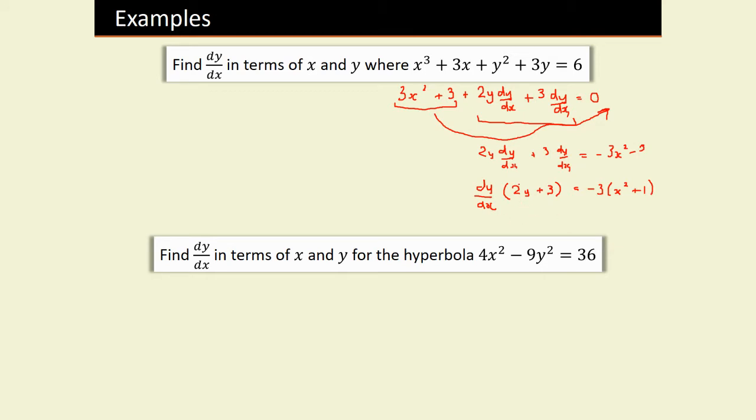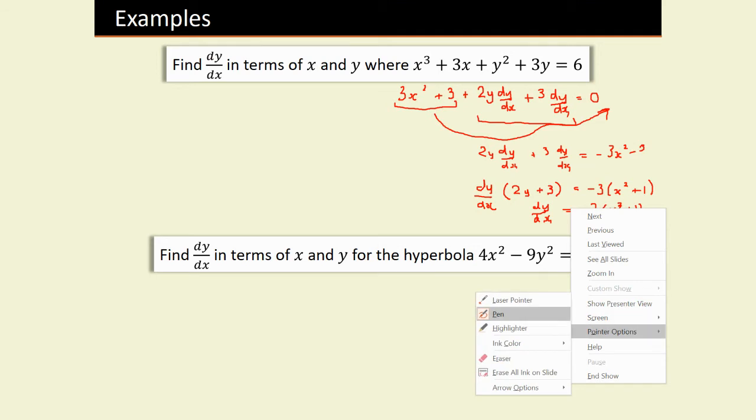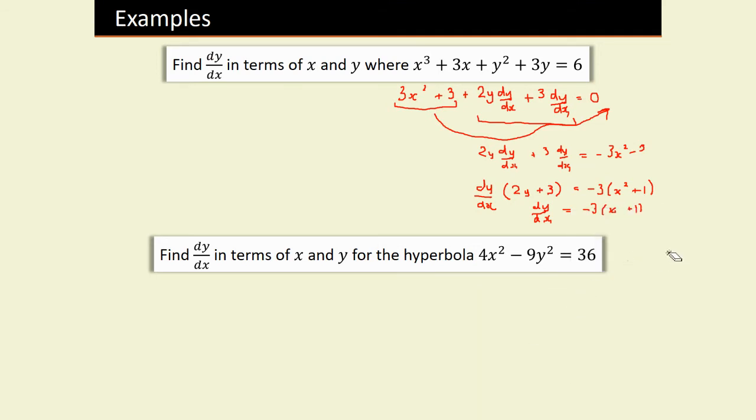So if I now divide by the 2y plus 3, I've got an expression for dy by dx. dy by dx is going to be equal to the minus 3x squared plus 1. That looks a bit like a cube, doesn't it? So let's just fix my clumsy writing with a pen on here. So make that a 2. Divided by the 2y plus 3. And that's answered the question. We've written dy by dx in terms of x and y. Right, let's try the next one.